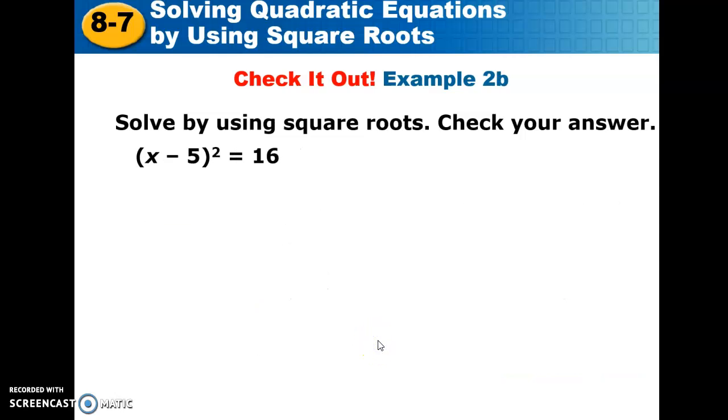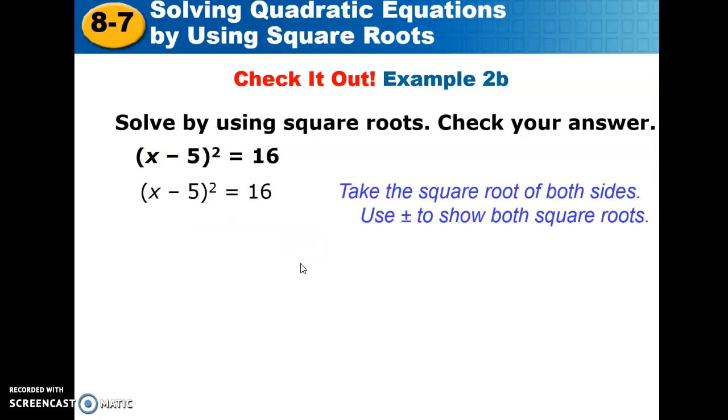All right, here we go. This looks complicated, but it's not. All right, it is not complicated. We have something that is squared. We have the quantity of x minus 5, and we have it squared. So we can still take the square root of both sides and see what happens.